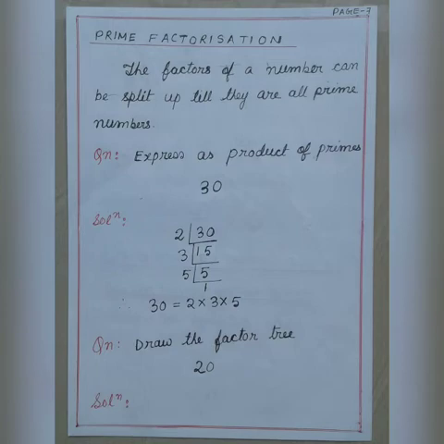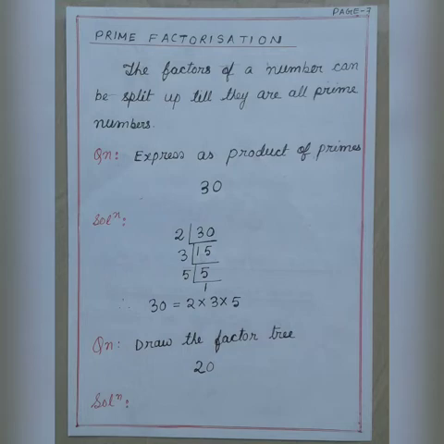If it is not divisible by 2, you can try to divide the number by 3. If the number is not divisible by 3, you can go for the next prime number 5. So, remember, you have to divide the numbers by prime numbers and begin with the smallest prime number. So, if we express 30 as a product of primes, it will be 2 into 3 into 5.